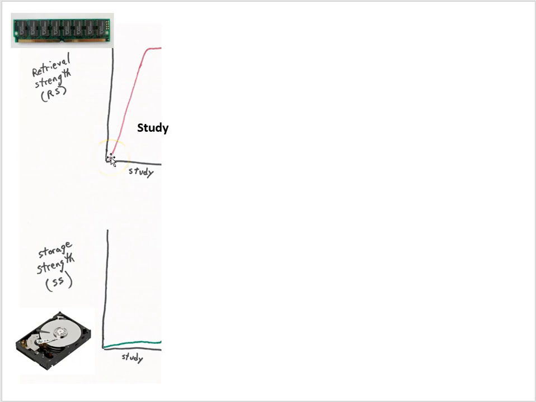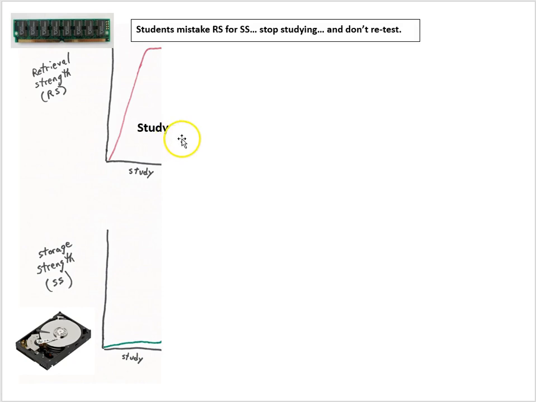So in the beginning, when we start our study process, we of course are increasing our retrieval strength as we process the information. And that will then have some marginal impact on our storage strength. We're making changes in memory systems to store the information that we're studying. Unfortunately, students often mistake retrieval strength for storage strength, and they stop studying, and then they don't retest. So when students have developed high retrieval strength, they can make a mistake and conclude that because they have high retrieval strength, they must also have a high storage strength.